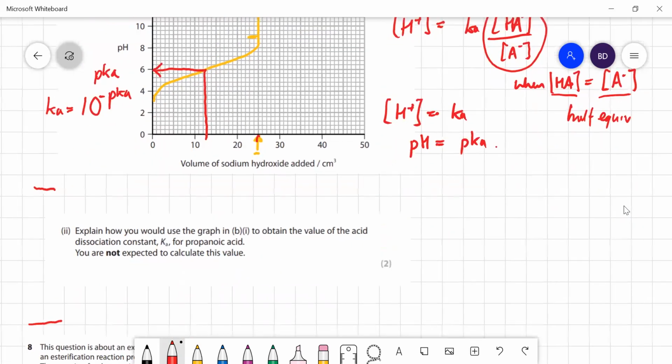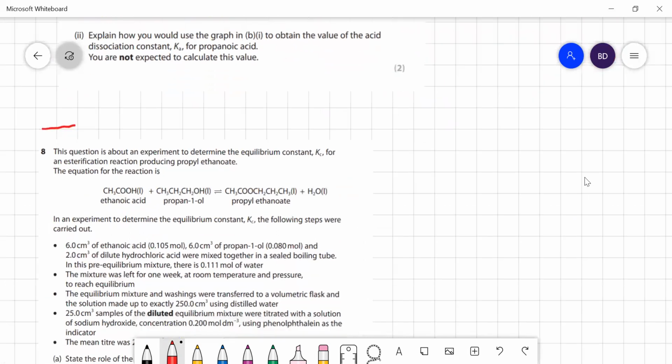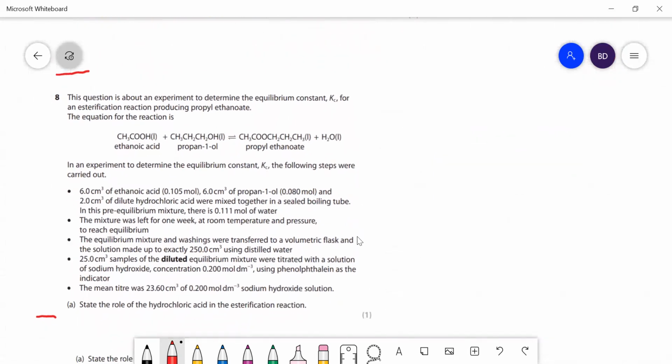Okay, so that question is done there. Okay, question 8 now, which is a long question about how to determine an equilibrium constant for this esterification reaction. So we've got ethanoic acid and an alcohol, propan-1-ol, forming propyl ethanoate and water. So what are we doing here? They mix, they tell us here.